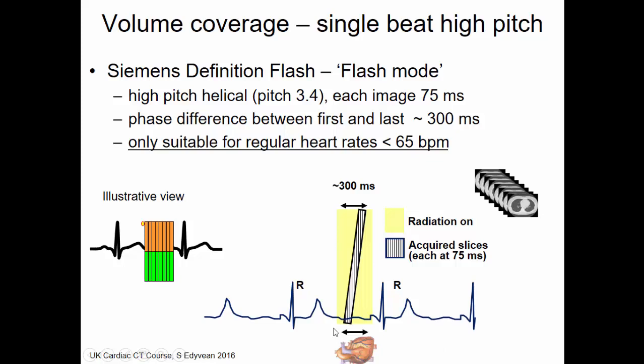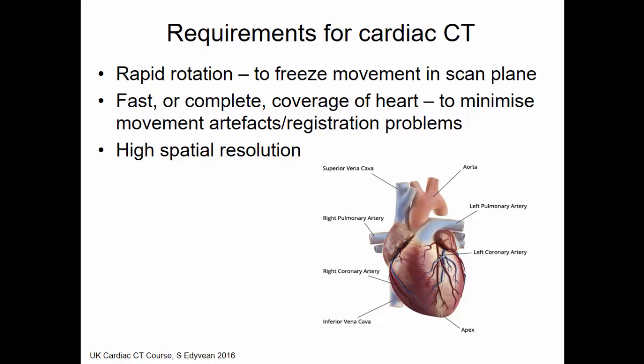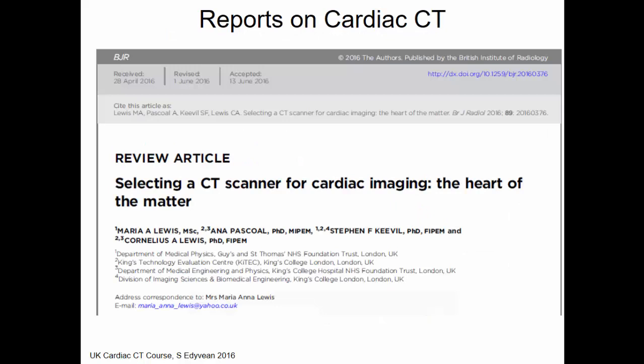So the problem is that because it's a long period of time, it's only suitable for heart rates less than 65 beats per minute, but each image is very high temporal resolution, and it's all done in one beat, so you don't have the problem of registration. Okay, well, that's a whistle-stop tour. You need rapid rotation, you need high spatial resolution, and you need fast or complete coverage of the heart to minimize movement artifacts. These are the papers.